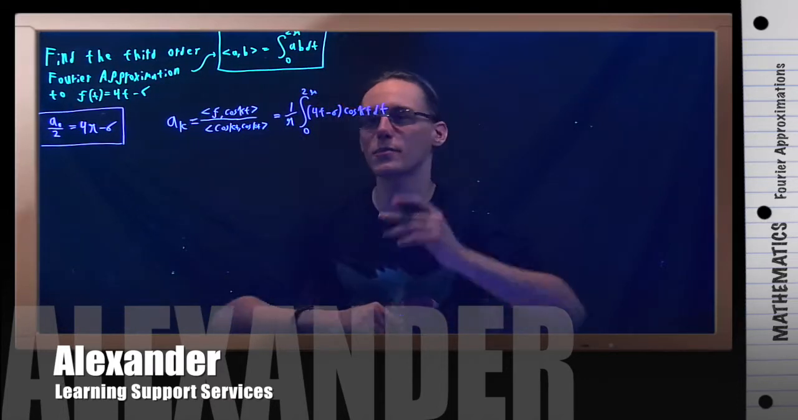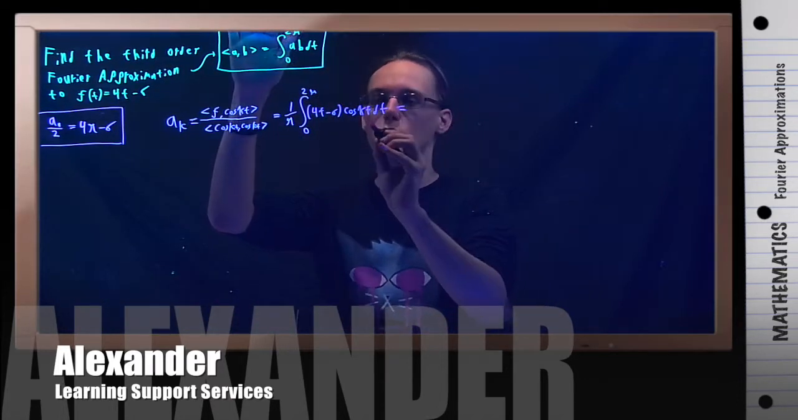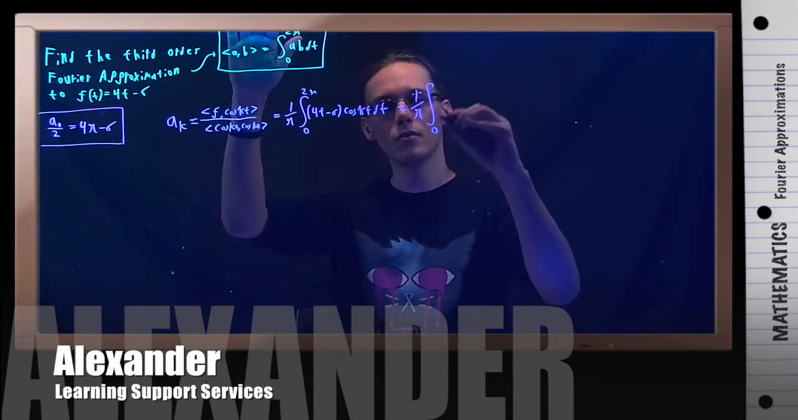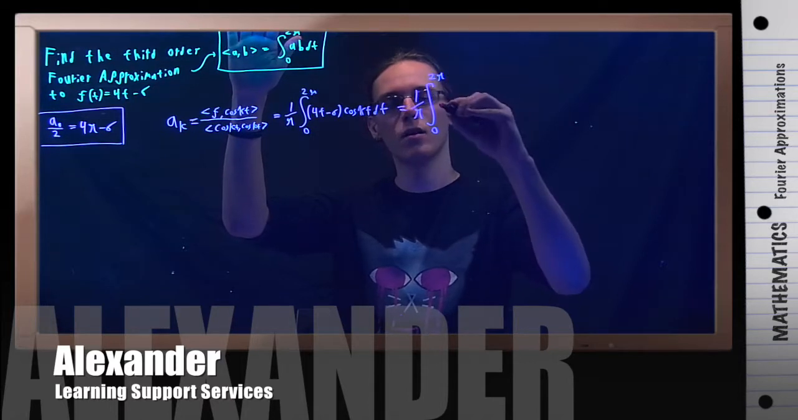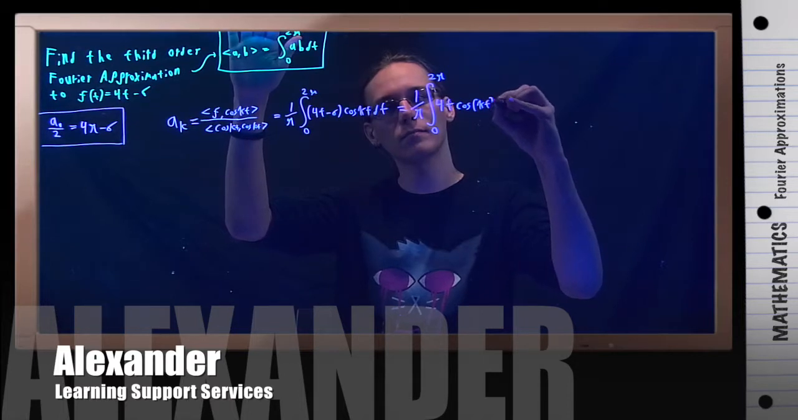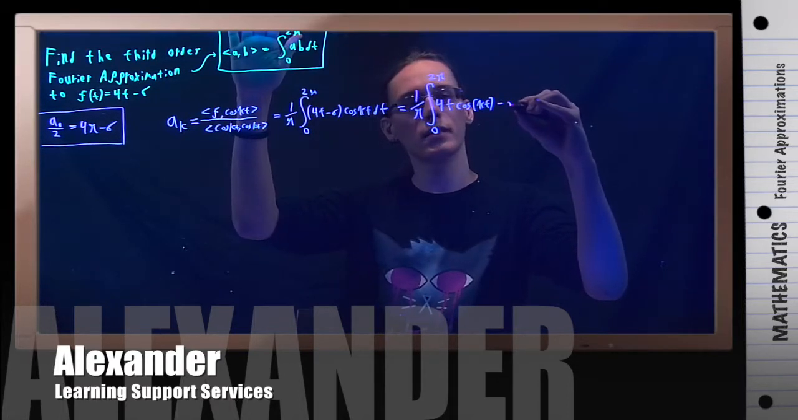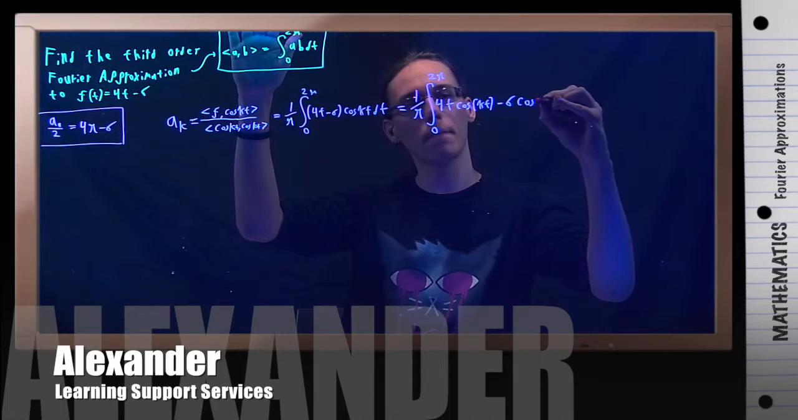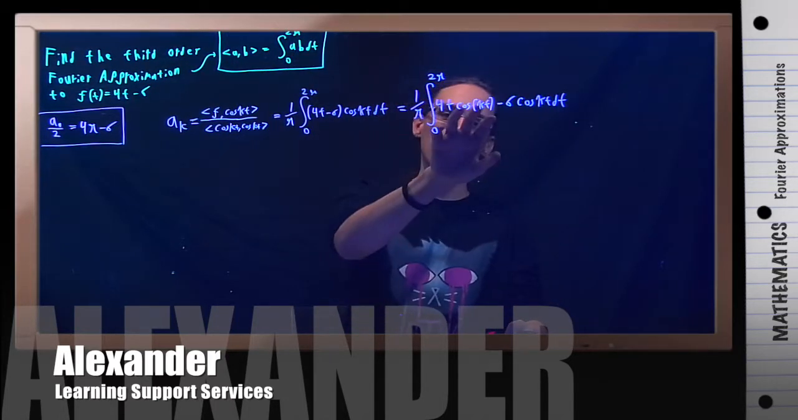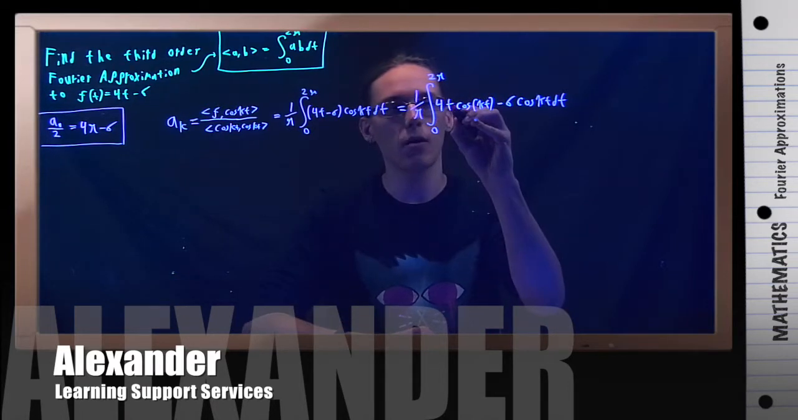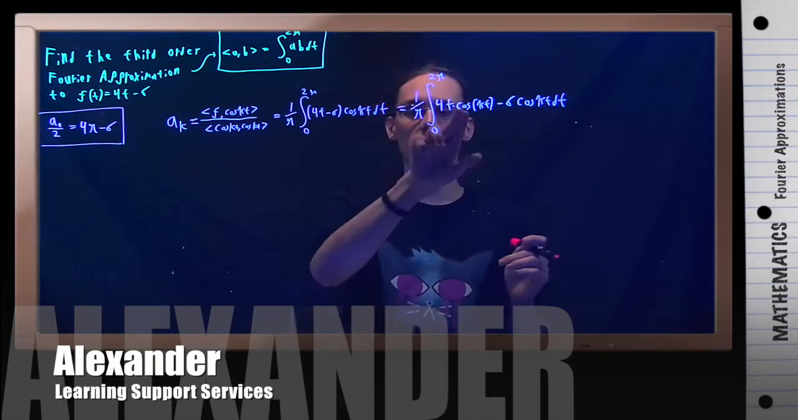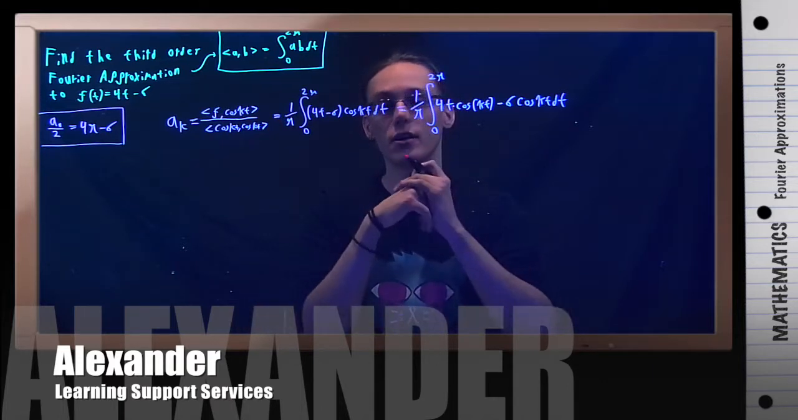Okay, let's get our integration muscles working. So I'm going to distribute the cosine in. So I've got 1 over pi, integral from 0 to 2 pi, of 4t cosine kt minus 6 cosine kt. Now to integrate this right here, notice that it's a polynomial, 4t, times a trig function, cosine of kt. So we can take care of that by doing integration by parts.